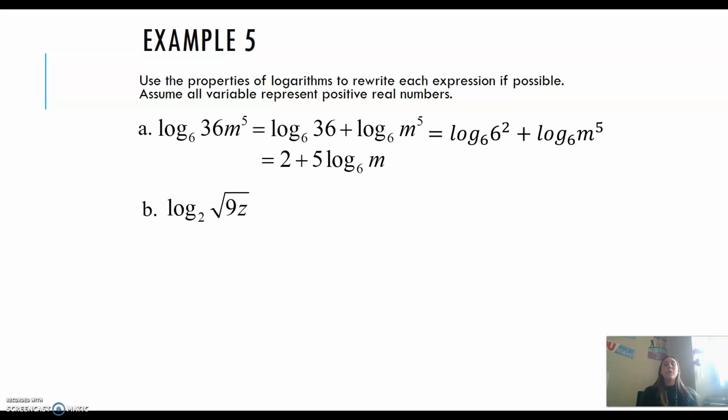Again, we have log base 2 of the square root of 9z. Make sure you get this in your notes. First thing I want to do is rewrite the radical as an exponent.